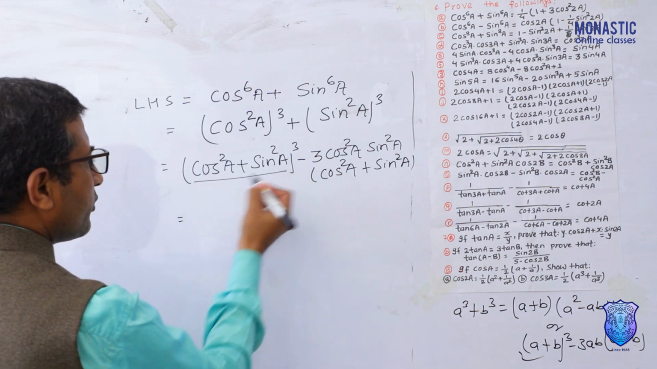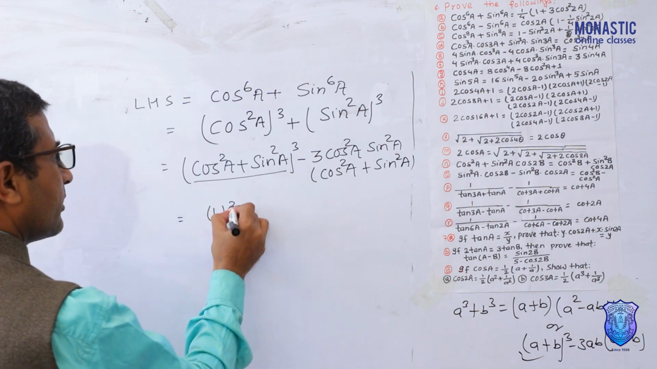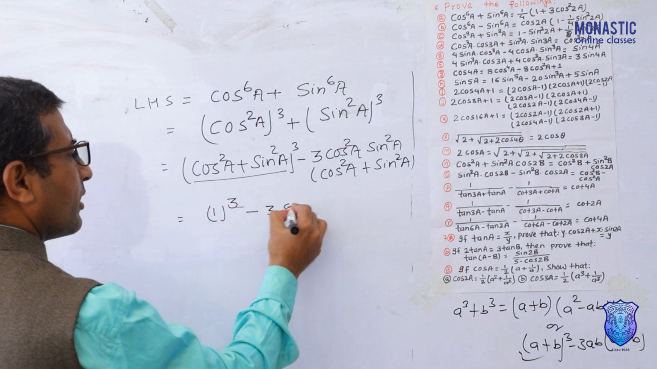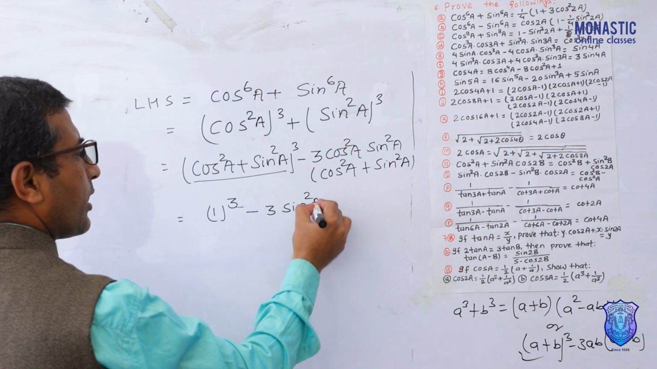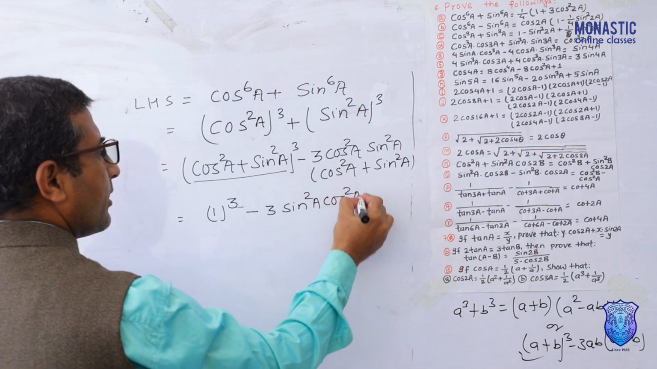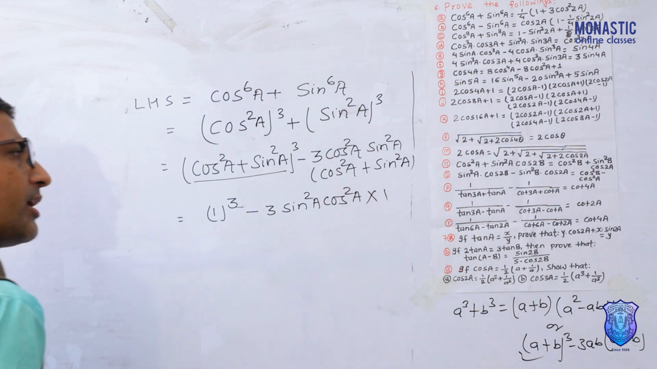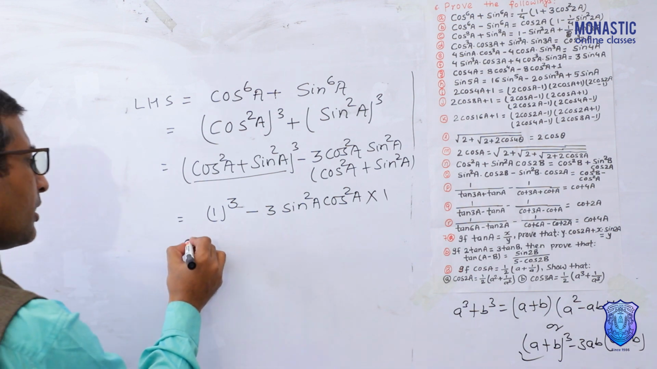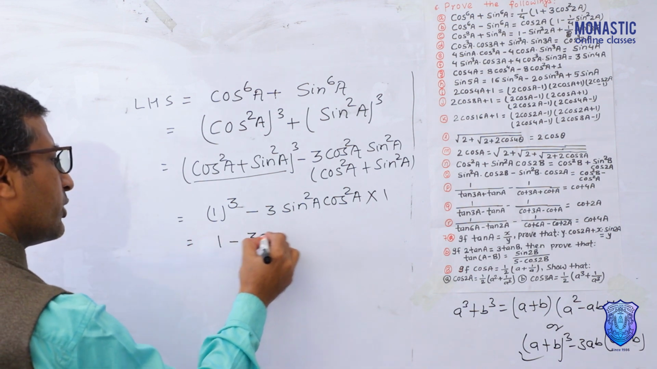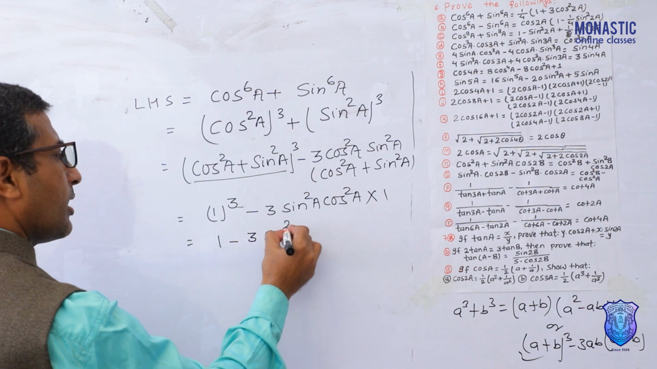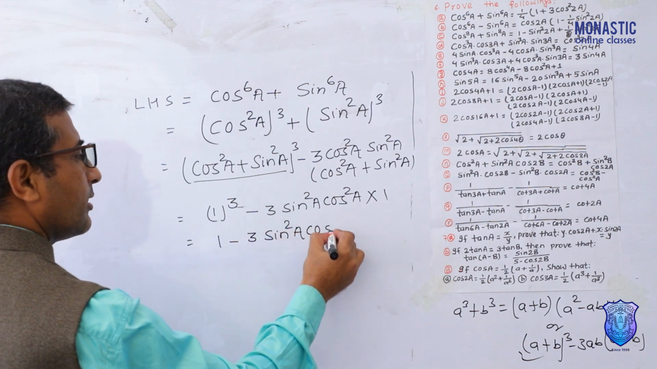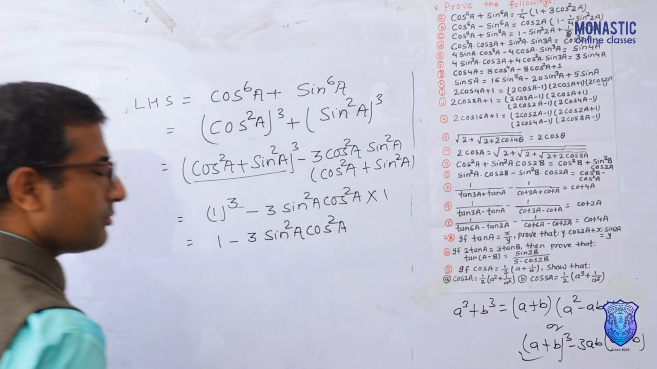Now, in place of cos square a plus sine square a, it's 1. Here it is 1 whole cube, and it is 3 sine square a cos square a, and again cos square a plus sine square a is 1. The final result we obtained is 1 minus 3 sine square a cos square a.